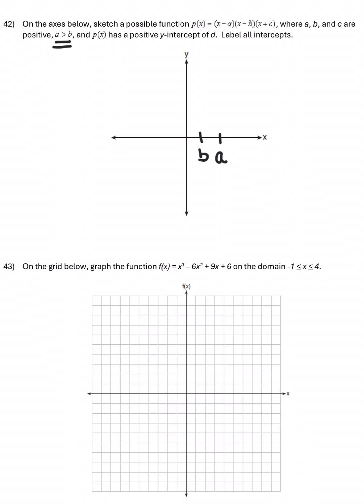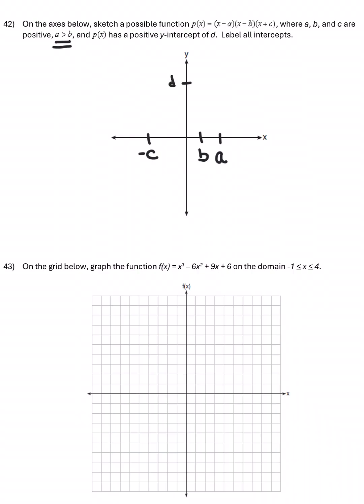Okay, and then going back to our factors, if we have a factor of X plus C, doesn't that mean we have a 0 at X equals negative C? So I'll put my negative C here. And make sure you put the negative in front of it because it's on the negative portion of the x-axis. Okay, and we also have a positive y-intercept of D. So here's our y-axis. So somewhere on the positive portion of the y-axis, let's put D. Okay, I'll put it right there.